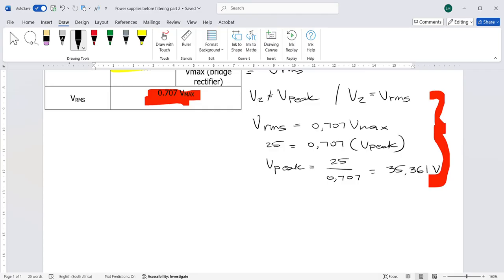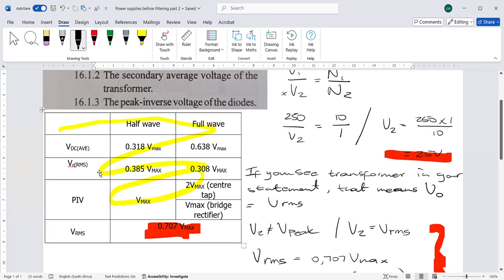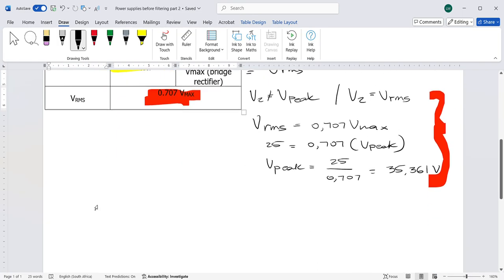When you talk about V average, you've got V average here, the second block. There's your V average. Under power supplies, V average is the same as saying VDC. That's why they say VDC, brackets, average. When we say VDC, you're talking about V average, and when you say V average, you're talking about VDC.